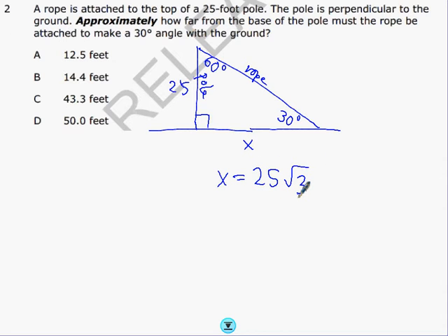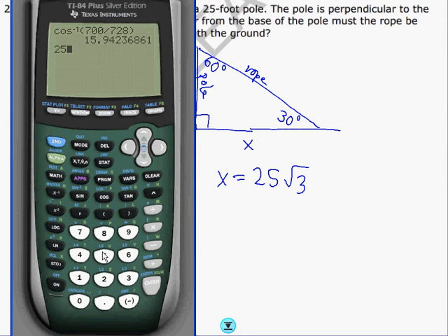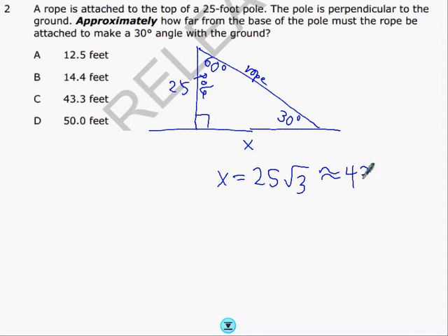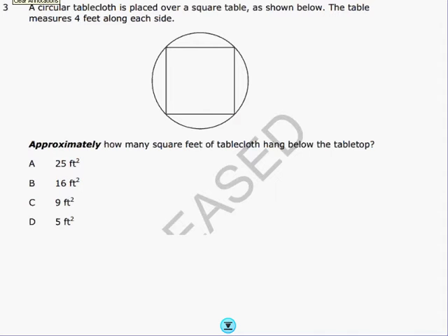All right, again, we'll go to the calculator to approximate this. 25 square root of 3. Square root of 3. 43.3.